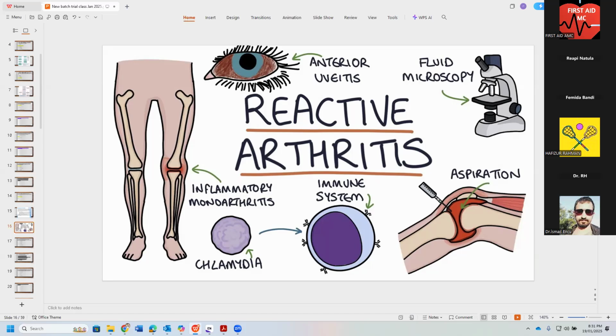Clear, guys? So this is how reactive arthritis presents. It causes, sorry, anterior uveitis, not conjunctivitis, my mistake. Anterior uveitis, inflammatory monoarthritis, and urethritis. And you can do a PCR on that.